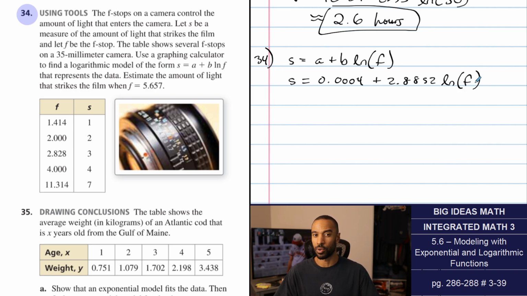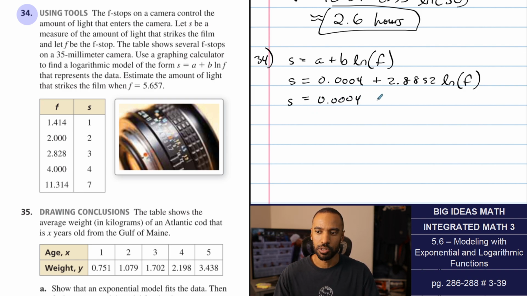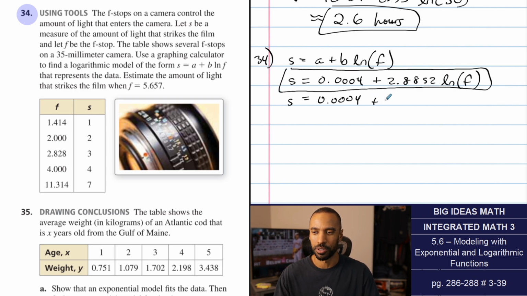If we do some rounding, we'll probably round to 3 decimal places. Well, no, we're solving for S, right? When F is 5.657. So maybe that isn't significant. Maybe it's not a number that we should be substituting in there. Anyway, so 0. But here's the thing. I'm going to use the calculator version. I just wanted to write out what the equation was regardless. I don't want to put 0. 2.8852 times the natural log of, and we're going to do 5.657.